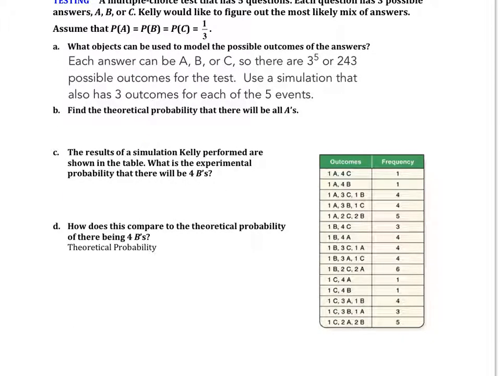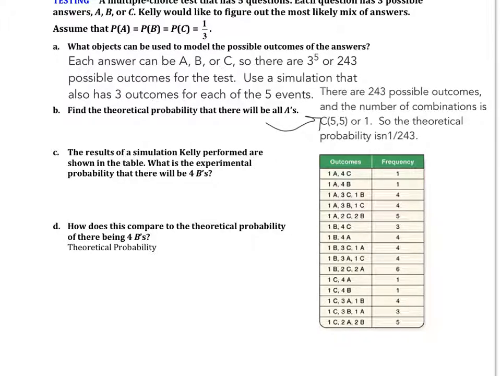Question B. Find the theoretical probability that there will be all A's. Well, there are 243 possible outcomes, and the number of combinations that all have A's is 5 choose 5, which is equal to 1. So the theoretical probability is 1 over 243. Again, it's a combination of 5 choose 5 because you want all 5 questions to have just one answer, which would be letter A. It doesn't matter the order you answer them, it just matters that they have an answer of A.